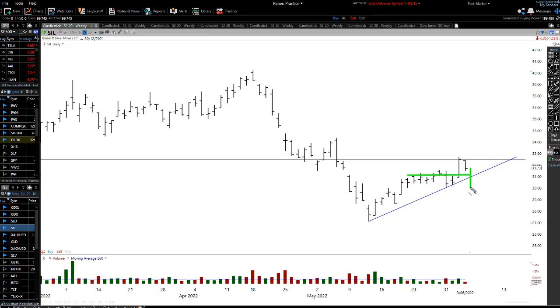So if the market does do that, guess what? It's actually breaking below past a lot of resistance, but then also breaking past a strong level of support all through here as well. So that's what I'm looking at through there.